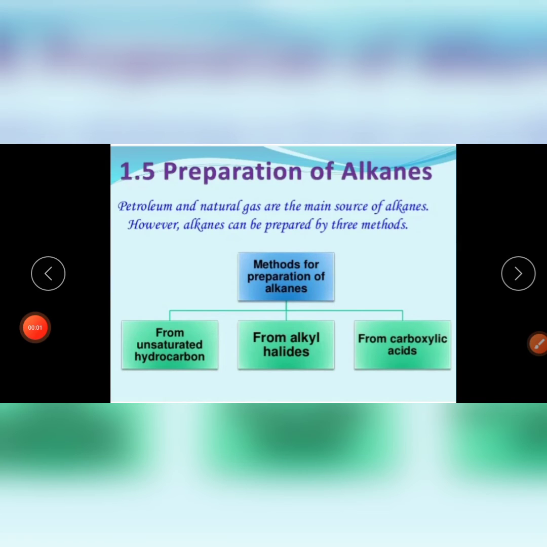So let us understand the preparation of alkanes. Basically we can prepare these alkanes with the help of unsaturated hydrocarbons, from alkyl halides and from carboxylic acids. So let us discuss them one by one.